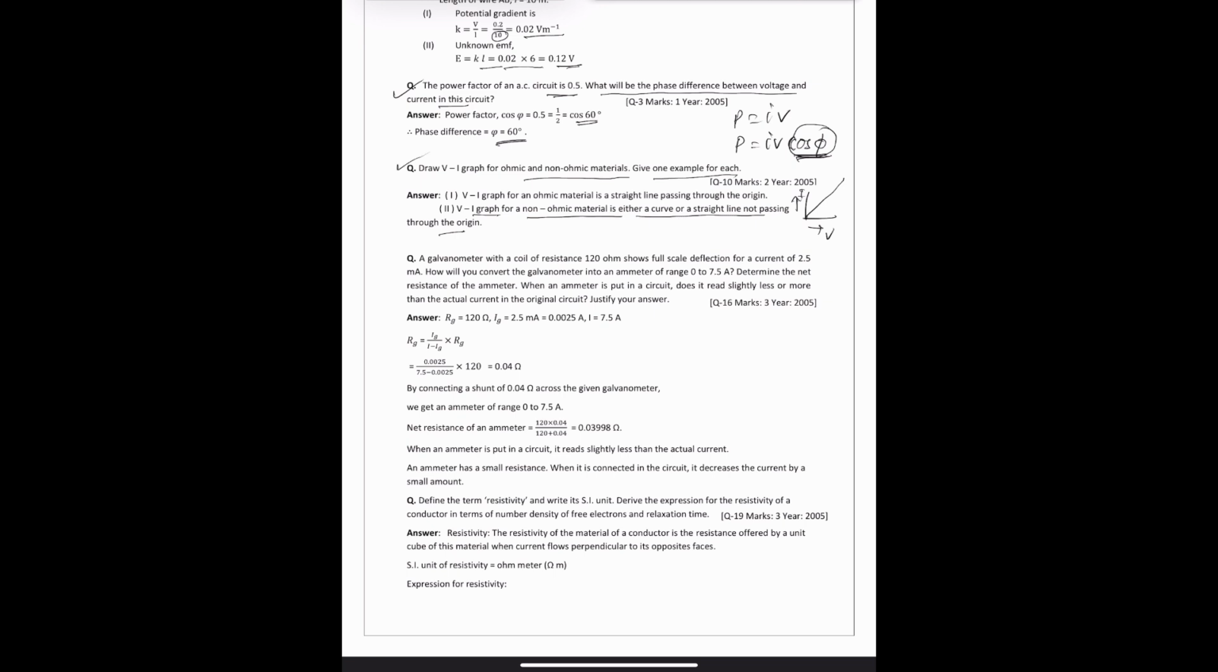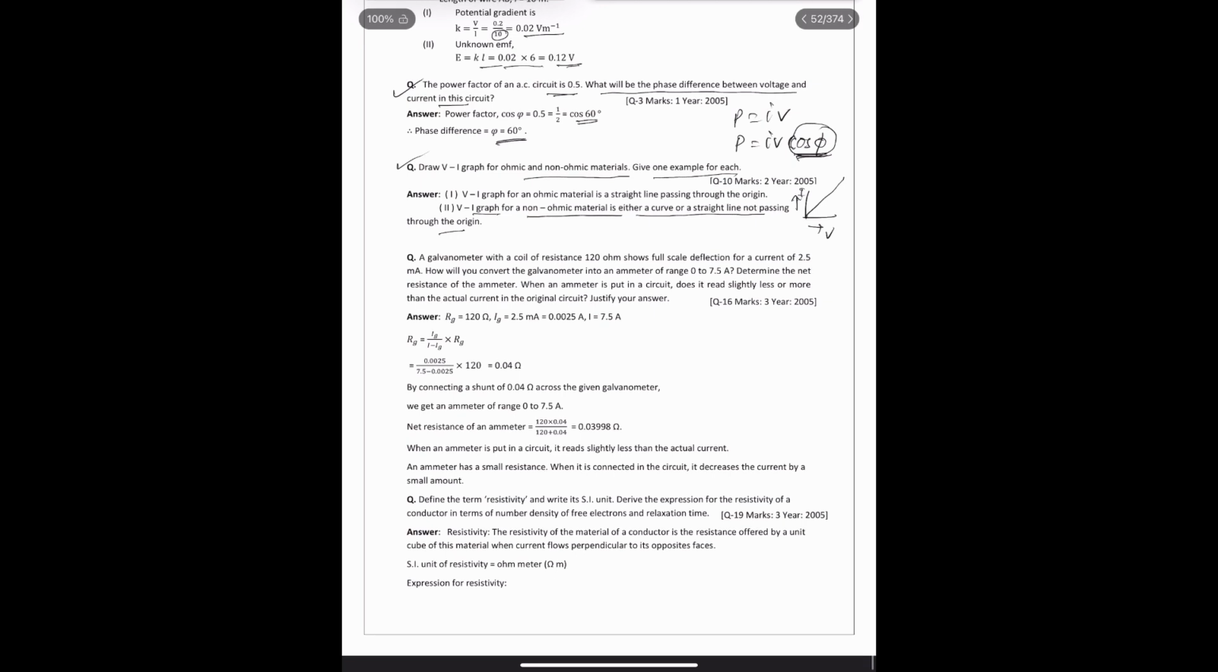Okay. The galvanometer coil of resistance 120 ohm shows full scale deflection with a current of 0.25 milliampere. Suppose G is the galvanometer, its resistance is 120 ohm. And it can maximum withstand a current of 2.5 milliampere. It gives a full scale deflection with this current. It cannot allow more current to pass through.